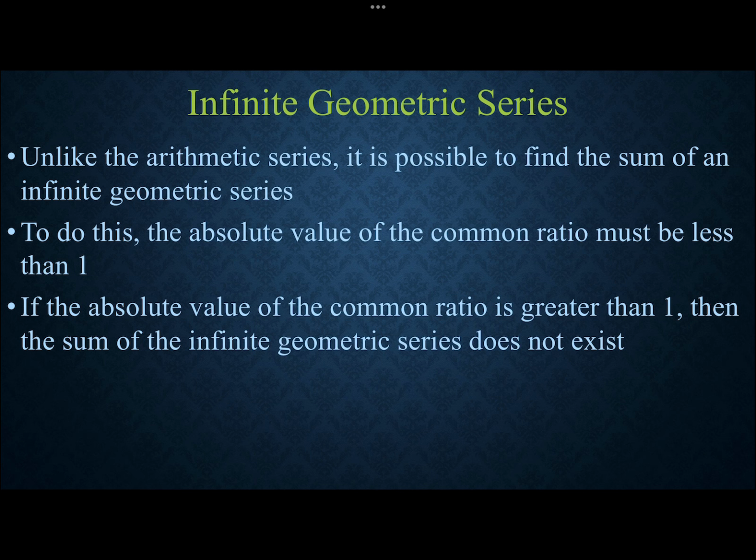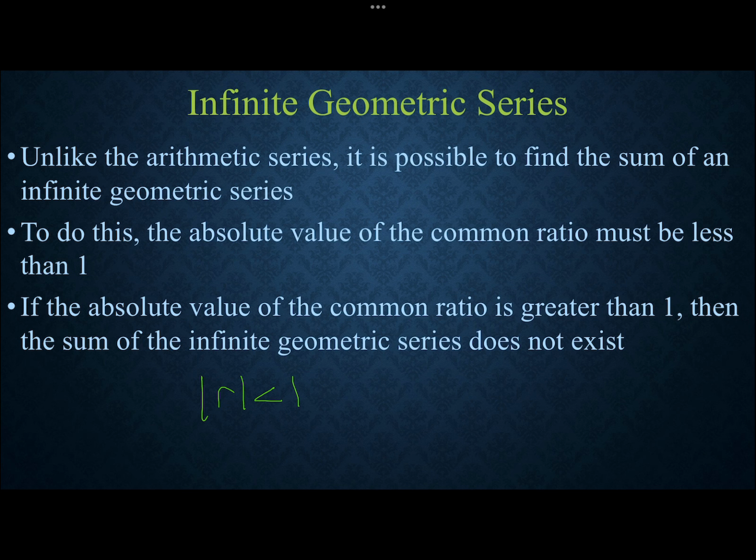Now, we do have an infinite geometric series situation. This is where we can find the sum of an infinite geometric series, but this only works if the absolute value of the common ratio is less than 1. If r is a positive 1/2, that's fine. If r is a negative 2/3, that's fine. But if r is a negative 3, no good. If the absolute value of r is greater than 1 in any way, then the sum will not exist.